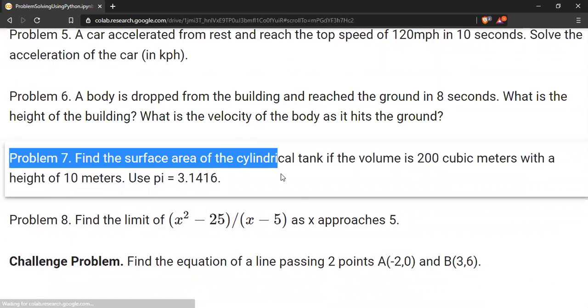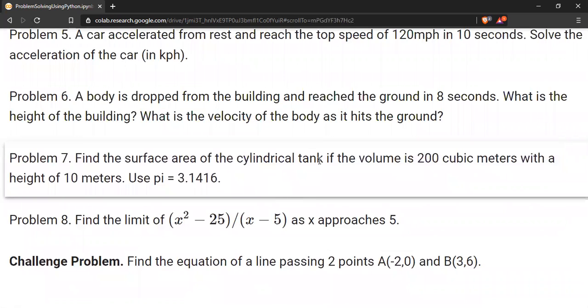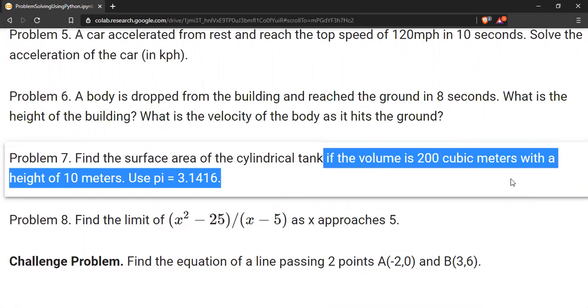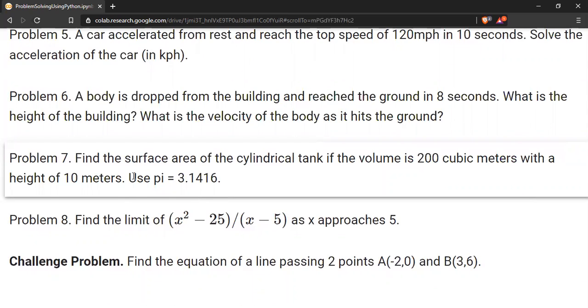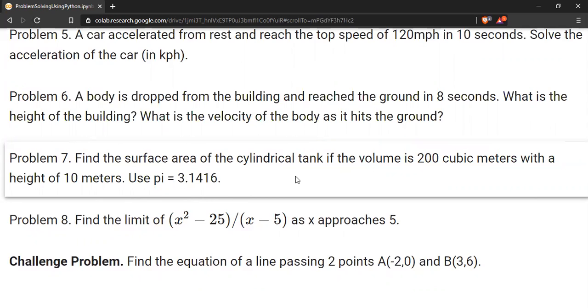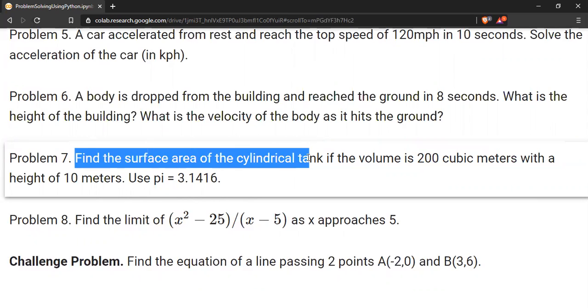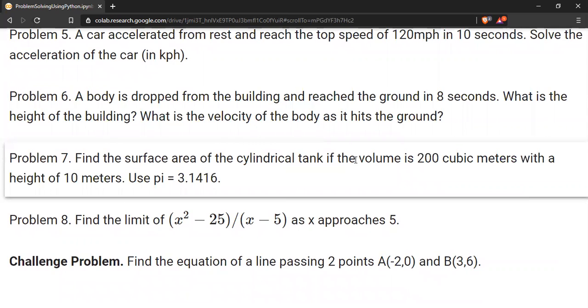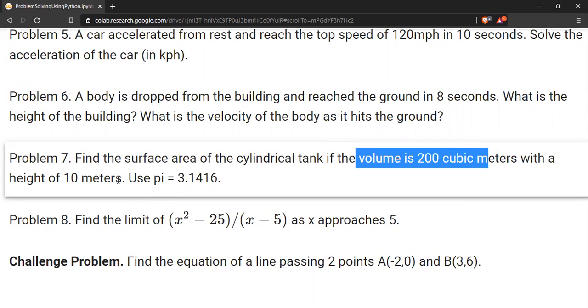Okay, for problem number 7, find the surface area of a cylindrical tank if the volume is 200 cubic meters, with a height of 10 meters. Use pi equals 3.1416. Take note, when we say surface area, it refers to the covering of the cylinder, the materials used to create a cylindrical tank. So the surface area is unknown, but the volume is given and also the height.